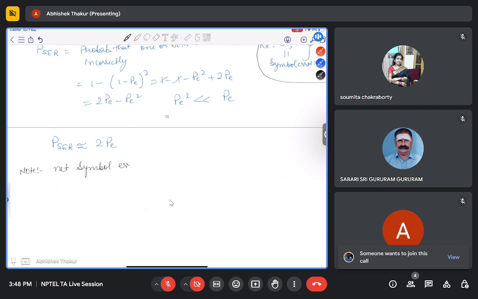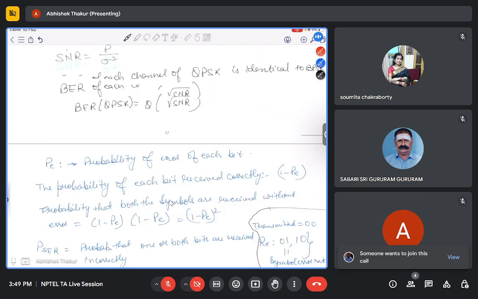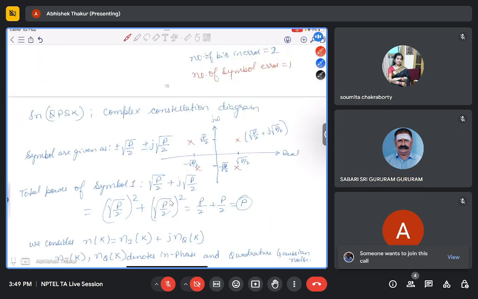We can conclude this as a note point: the net symbol error rate of QPSK is approximately twice the bit error rate. So till now, any doubt? In this way we can find it. And we have also seen the constellation diagram. So this is our constellation diagram.